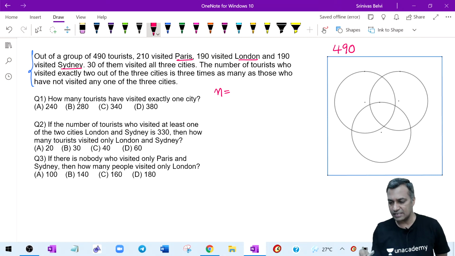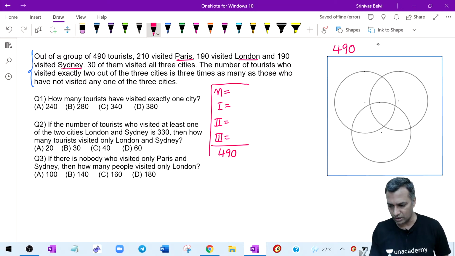So none of these cities, and some of them might have visited exactly one out of these three cities. Some of them might have toured exactly two of these cities. Some of them might have visited all three cities. That is the possibility, which brings to 490. This is my nuts and bolts. After reading this question, you realize that this is what I need to plug before I go on to do any particular question.